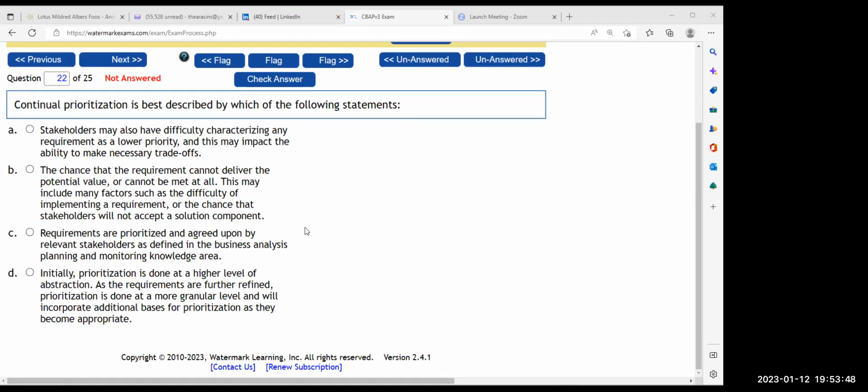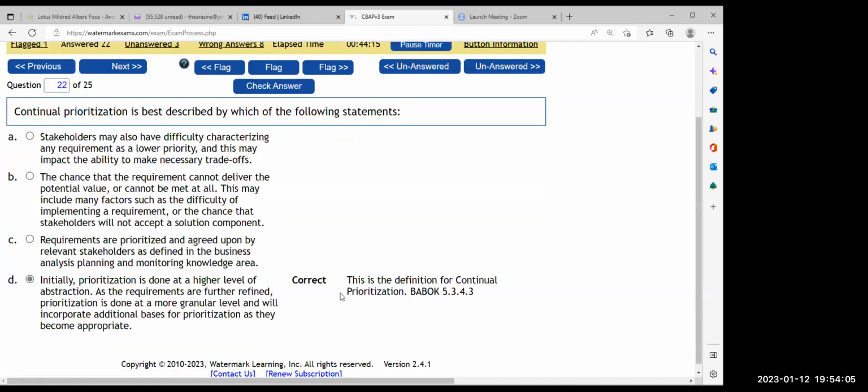Going back to the question, continual prioritization is best described by which of the following statements? Which one is the definition of continual prioritization? I think it's D. Okay, I've got 2 votes for D. I think D also. I think D is the correct answer.